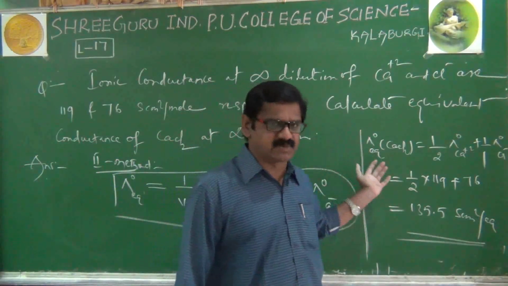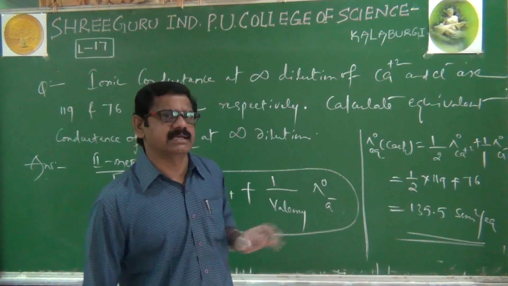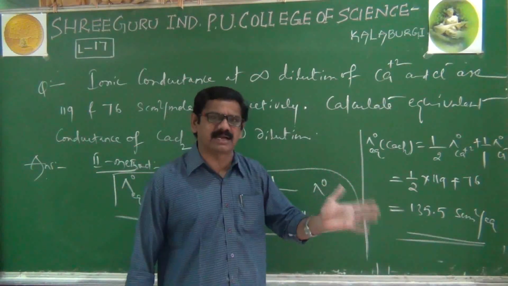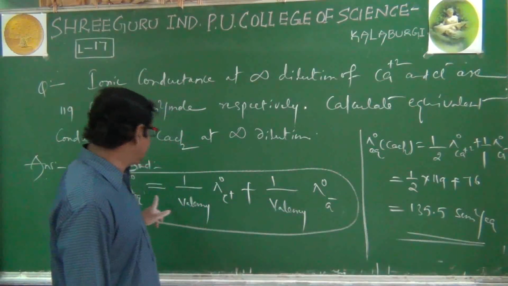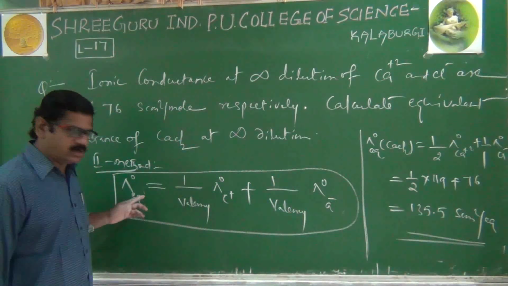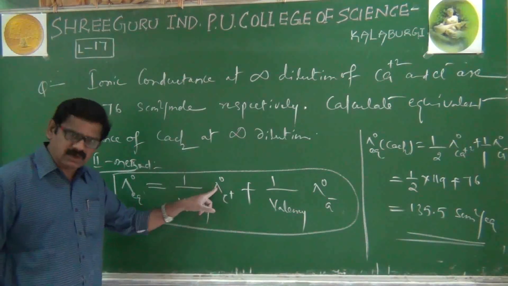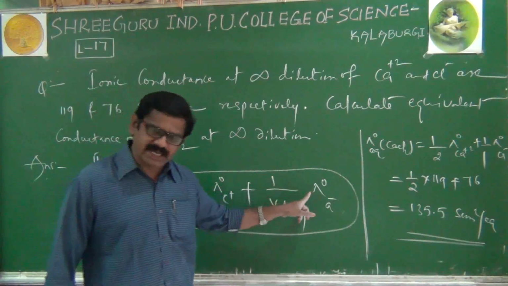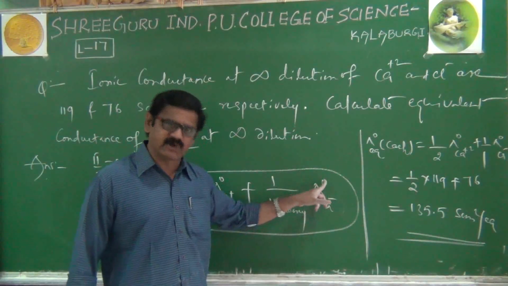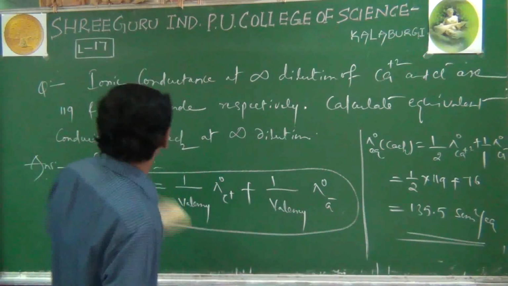You can solve with the help of any method, first method or second method, it doesn't matter. In the first method, we first calculated molar conductance and then converted it into equivalent conductance. Here we directly calculated equivalent conductance by using 1 by valency into ionic conductance of the cation plus 1 by valency into ionic conductance of the anion, and of course at infinite dilution only. That's it. Next question.